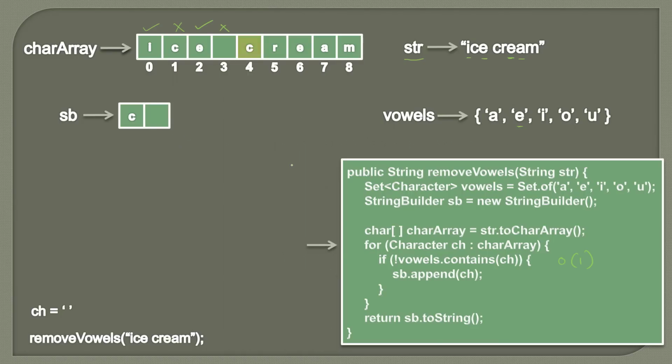Moving ahead, the fifth character is C. We will simply include this because C is not a vowel. So C gets appended. Now the sixth character is R. vowels.contains(R) comes out to be false because R is not a vowel. If we negate this, the overall condition comes out to be true. It means R is not a vowel and we need to include this. So we'll simply append R.